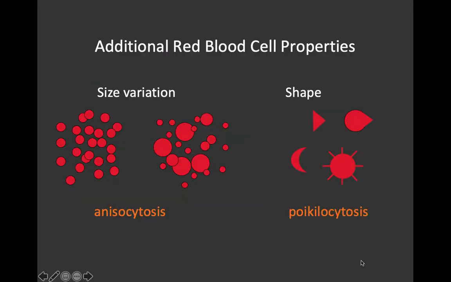Additionally, we can look at size variations in a sample of red blood cells. And so you may have a sample where all the red blood cells are the same size, but you may have a sample where the red blood cells all have varying sizes. So some are macrocytic, some are microcytic, some are normocytic, and we call this anisocytosis. If the red blood cells have weird shapes, I mean, they look like half moons or triangles or teardrops, this is poikilocytosis.